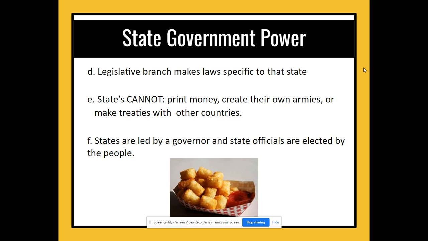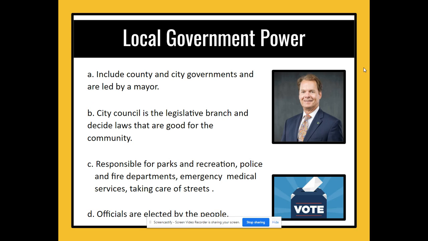At the state level, we are led by a governor and other state officials that are elected by the people of that state. And then at the local government level, this includes our county and city governments, and they are led by the mayor. There's also a city council that makes up the legislative branch that helps to decide what laws are going to be good for the community. The local government is responsible for parks and recreation, police and fire departments, emergency and medical services, as well as taking care of streets. These officials are elected by the people.